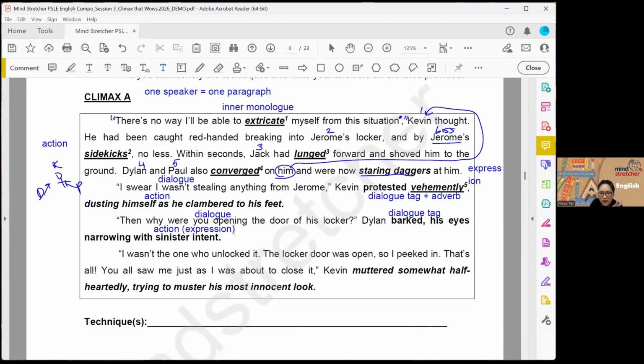I wasn't the one who unlocked it. The locker door was open, so I peeked in. That's all. You all saw me just as I was about to close it. Kevin muttered somewhat half-heartedly, trying to master his most innocent look. So muttered is our dialogue tag. This is our dialogue. And this is our action. Somewhat half-heartedly functions like an adverb, the way it was being said, okay? The manner.